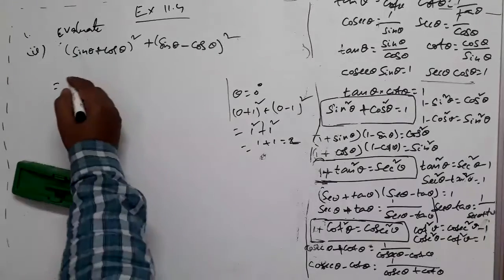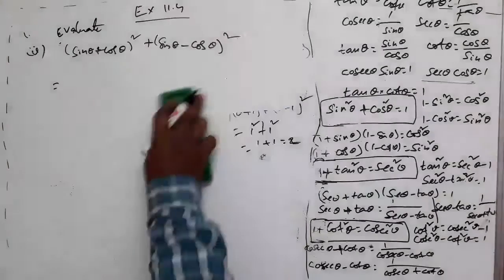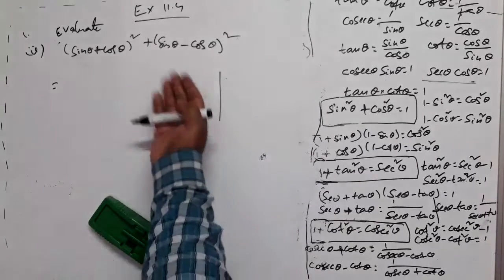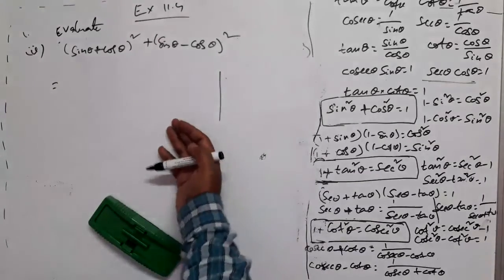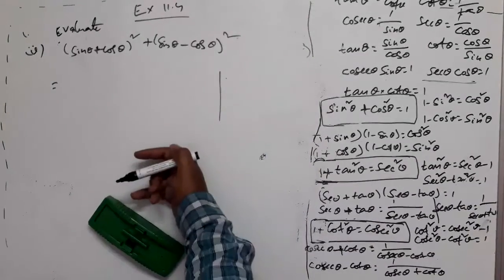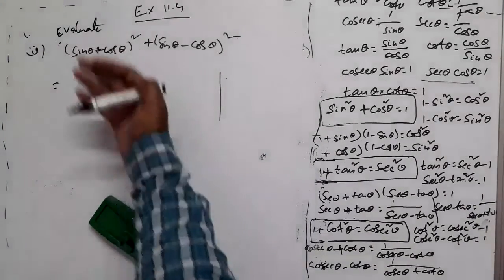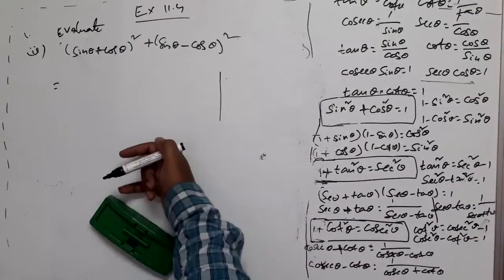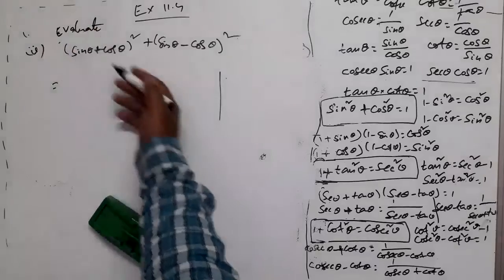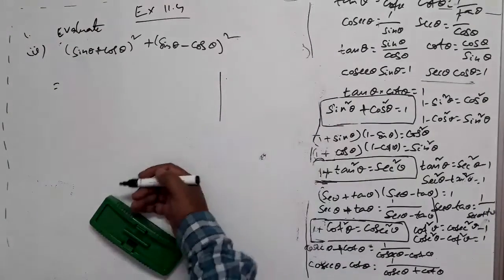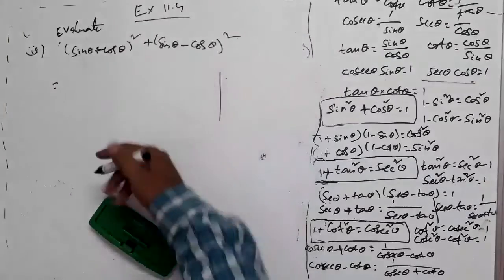Yes, expand this. What is a plus b whole square? A square plus b square plus 2ab. A minus b whole square is a square plus b square minus 2ab. What can you observe? Yes, minus 2ab plus 2ab get cancelled. What will be remaining? Here a square plus b square, here also a square plus b square. That is 2 times of a square plus b square. That is 2 times of sin square theta plus cos square theta. Sin square theta plus cos square theta is 1. So 2 times of 1 is 2. That's all. So your answer is 2.